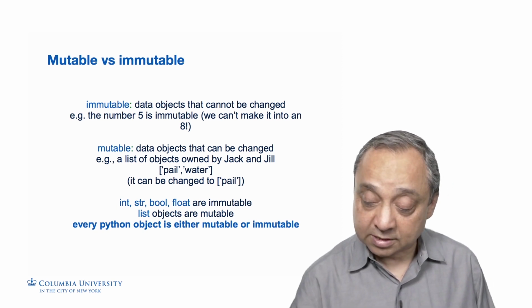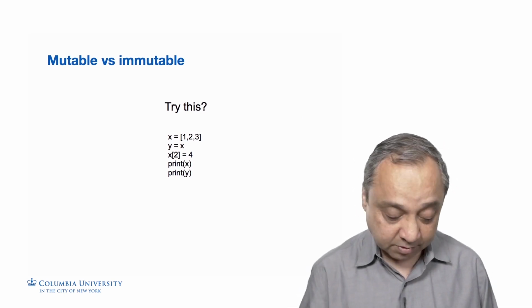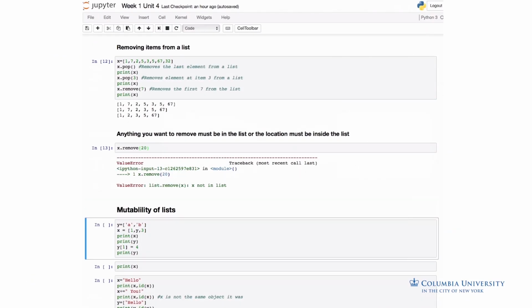And this mutability and immutability then go on. Let's try a few examples over here and see what happens. It's an interesting thing in Python, and we see that it has consequences, especially with function calls and various kinds of things. But let's take a few examples and see.